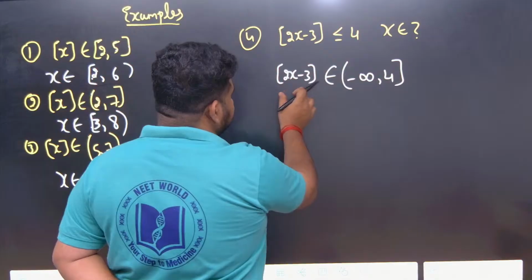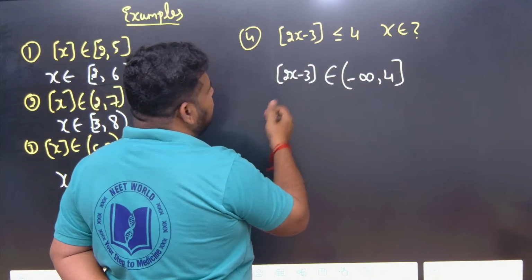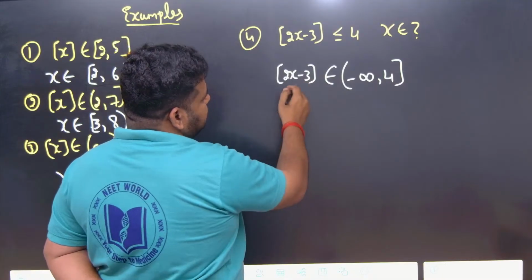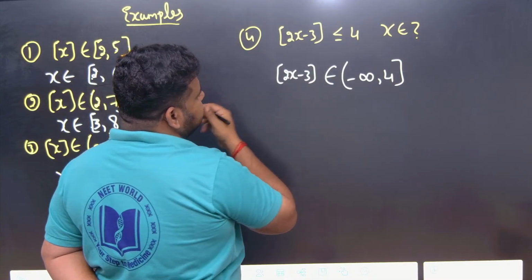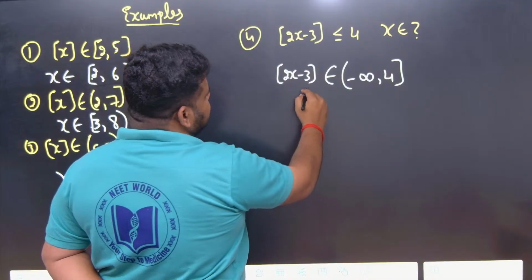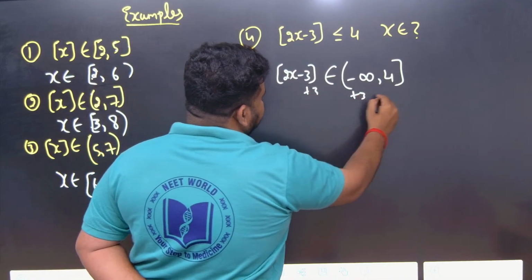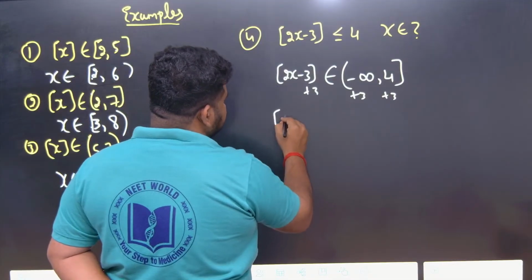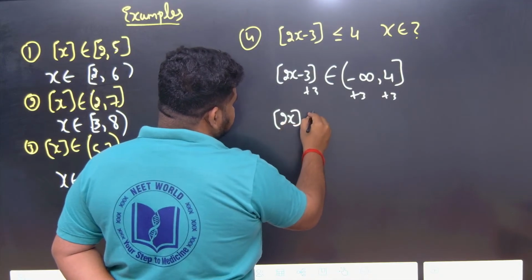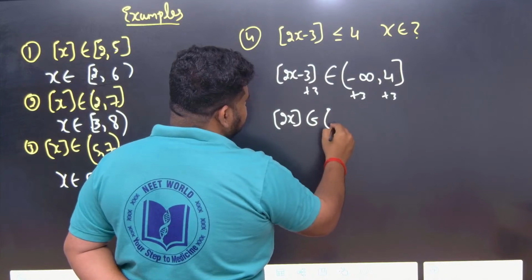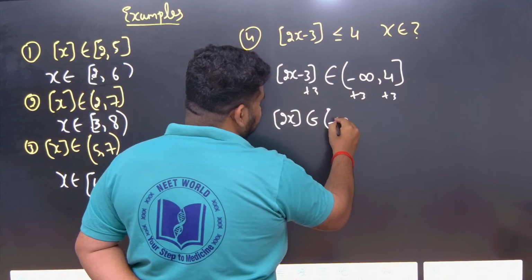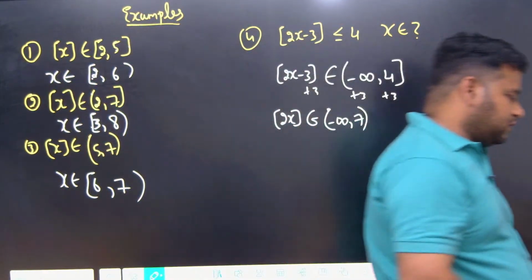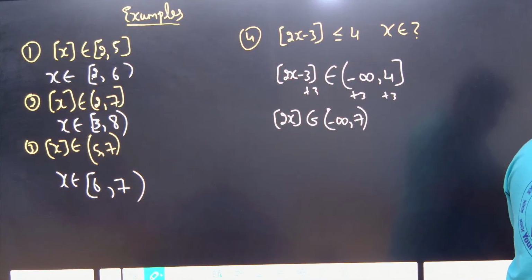Now 2x minus 3. But I want where x belongs to. I don't want where 2x minus 3 belongs to. So I should remove this minus 3. If I have to remove this minus 3, what we will do? We will add plus 3 here, here and here. So this will become modulus of 2x belongs to minus infinity plus 3, which is minus infinity only. 4 plus 3 will become 7.